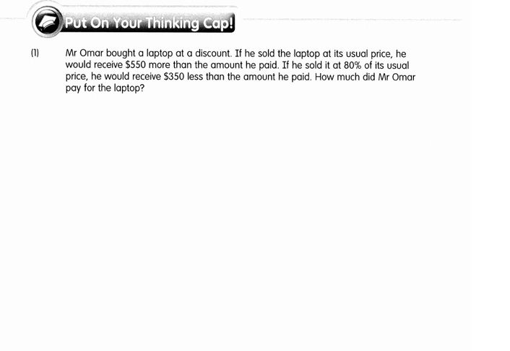So we know that the discount in terms of value is $550. Okay? If he sold it at 80% of its usual price, he would receive $350 less than the amount he paid. Okay? Do you understand the question so far?